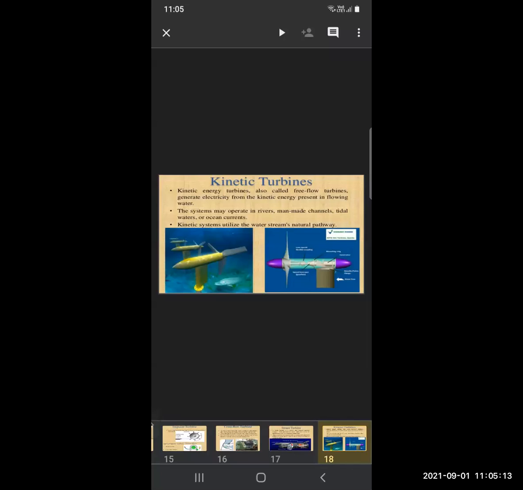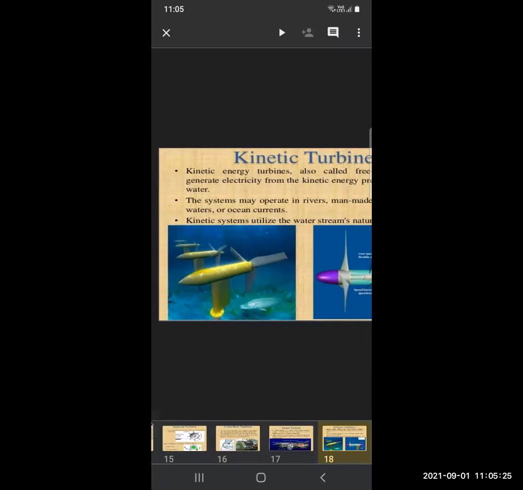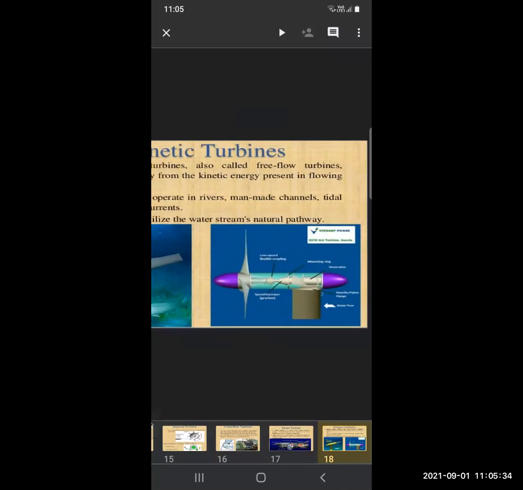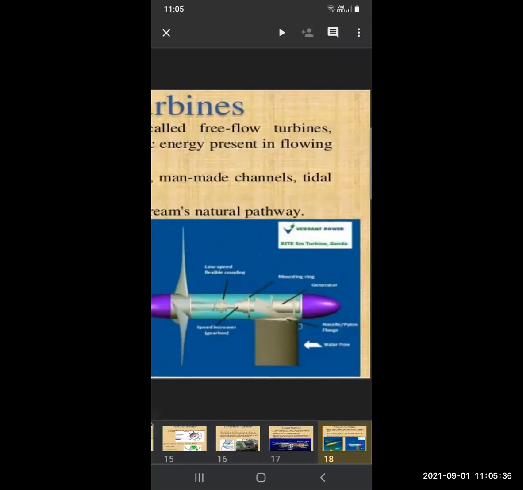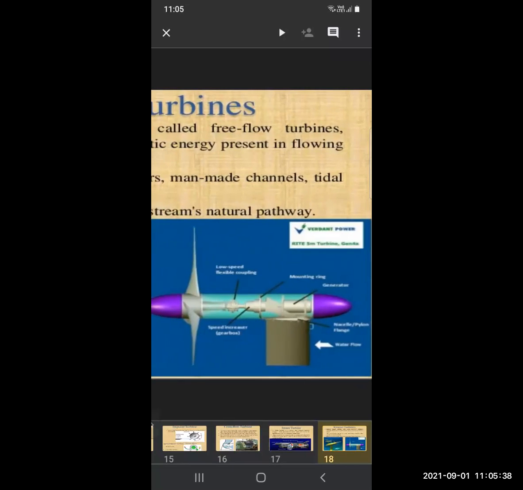Where are kinetic energy turbines used? In rivers, man-made channels, tidal waters, or ocean currents. You can see it is the oceanic picture. This is the diagram. The water flow is coming, then the turbine is rotating.